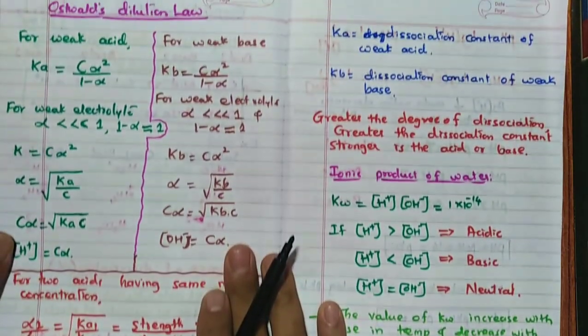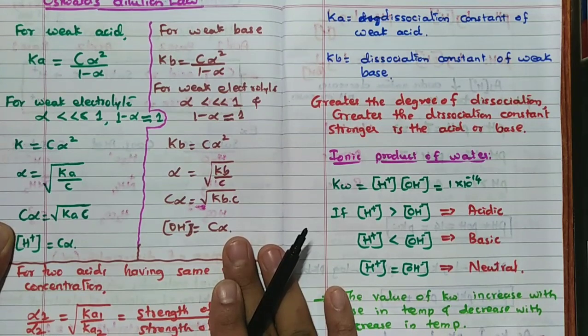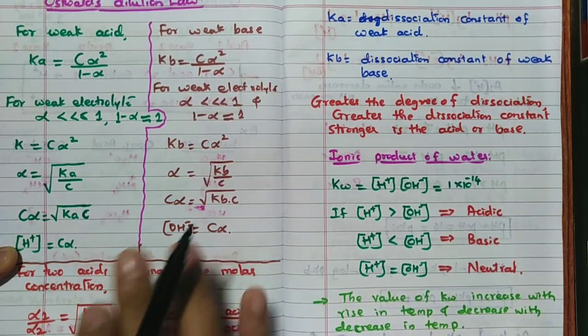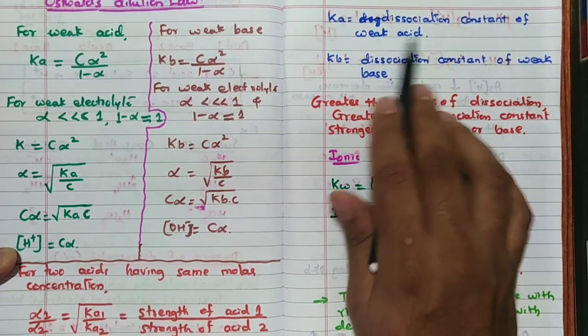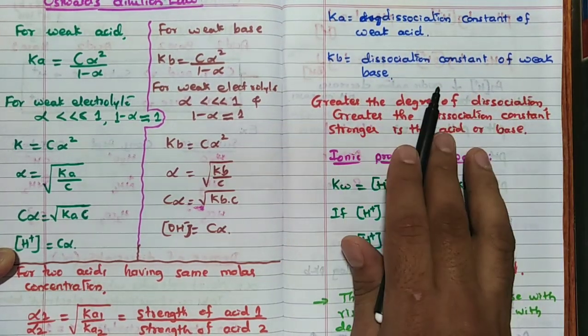Then we'll move to Ostwald's dilution law. Remember these formulas directly. Ostwald's dilution law is given in terms of Ka. Ka means, remember, the dissociation constant of the weak acid. Kb is the dissociation constant of the weak base.